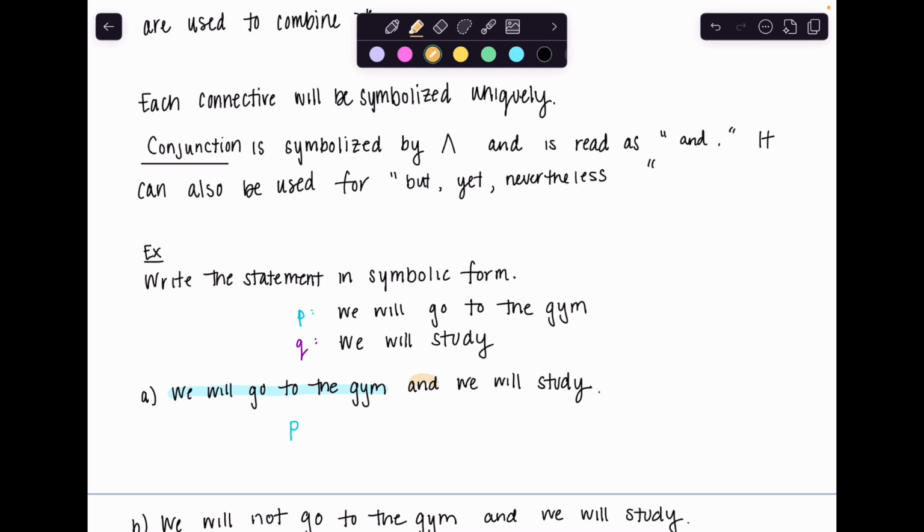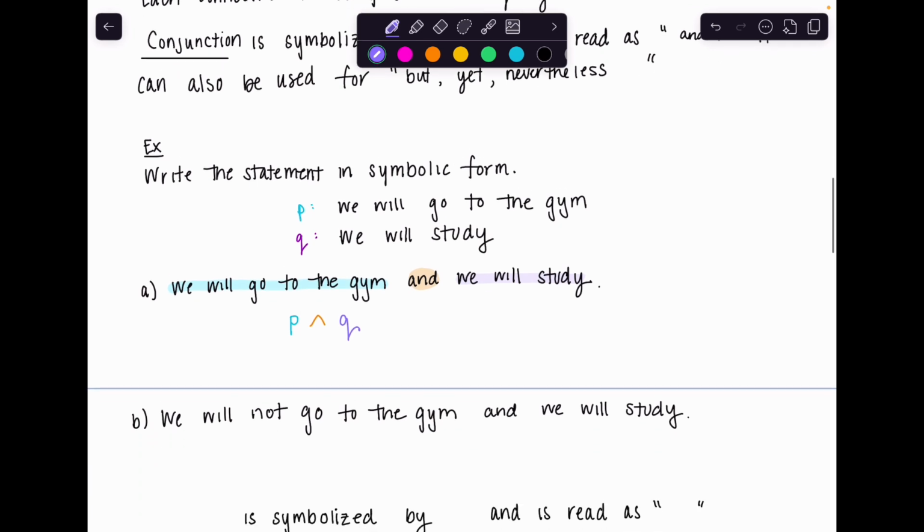The phrase "and" is symbolized by that upside down V. And then "we will study" is exactly the phrase or the statement Q. So in symbolic form, this is P and Q.